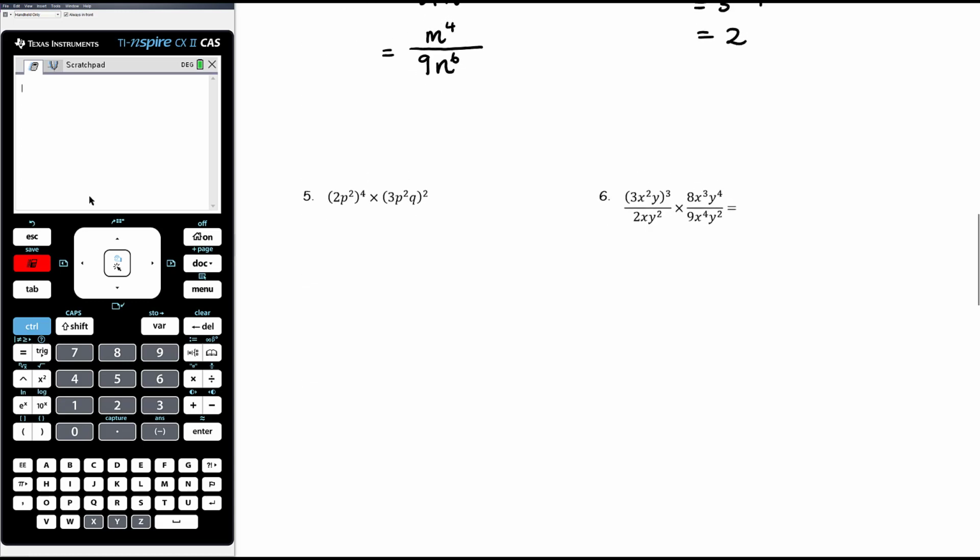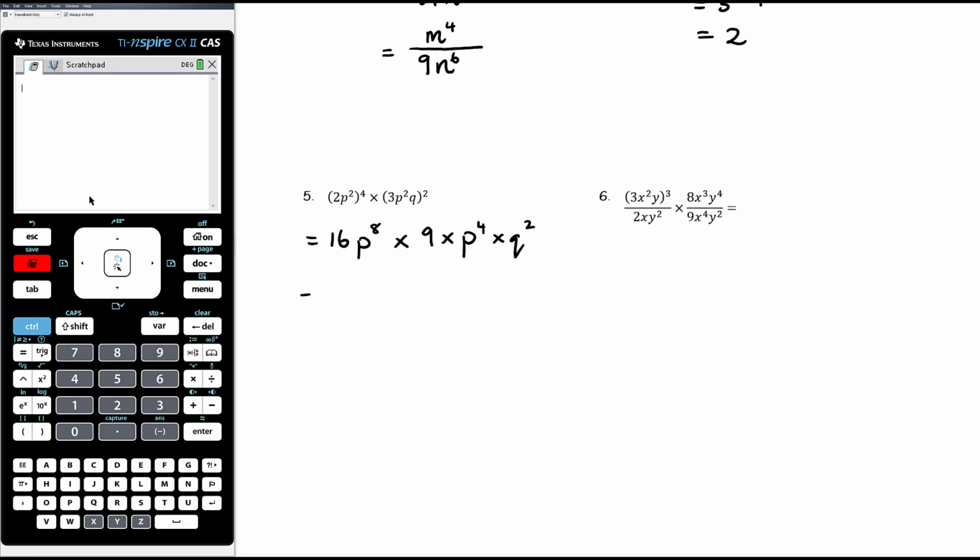Okay, example 5, we want to expand out these brackets first. So let's focus on raising everything to the power of 4. So we have 2 to the power of 4, which I know is 16. And p squared and then to the power of 4, so we multiply those powers together. So we get p to the power of 8. Multiplied by, let's expand out this one. So squaring everything, 3 squared is 9. Multiplied by p squared and then squared again. Adding those powers is p to the power of 4 and then q squared.